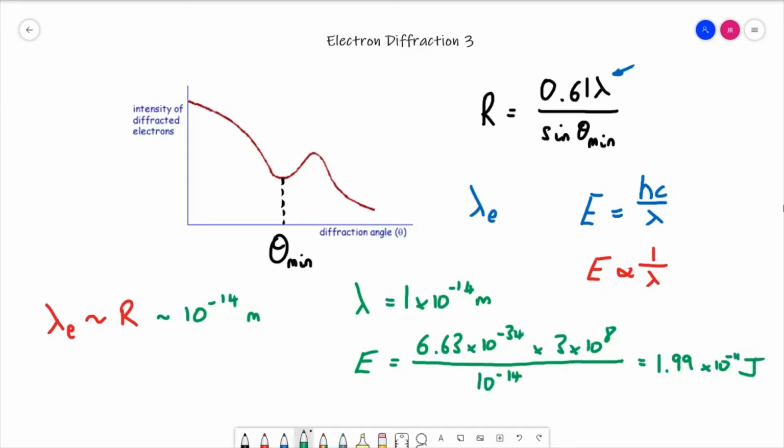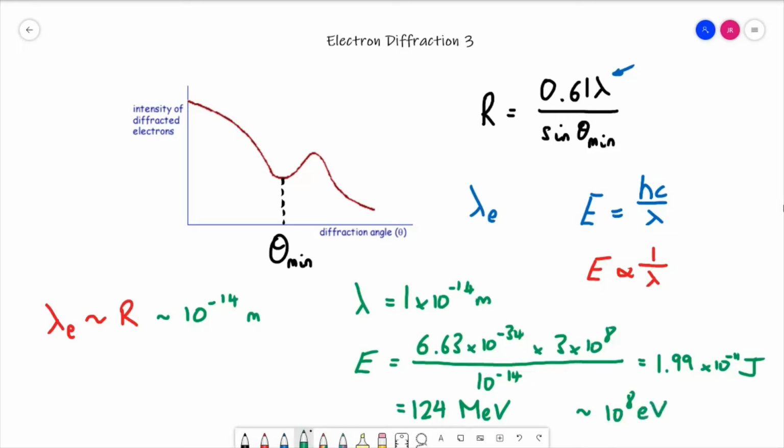Now obviously that's all right from a joules point of view, but we're going to want to convert that into electron volts. And in mega electron volts, if we divide by 1.6 times 10 to the minus 19, that gives us an answer of 124 mega electron volts. Now, what that's saying is 124 mega electron volts, so that's of the order of 10 to the 8 electron volts.